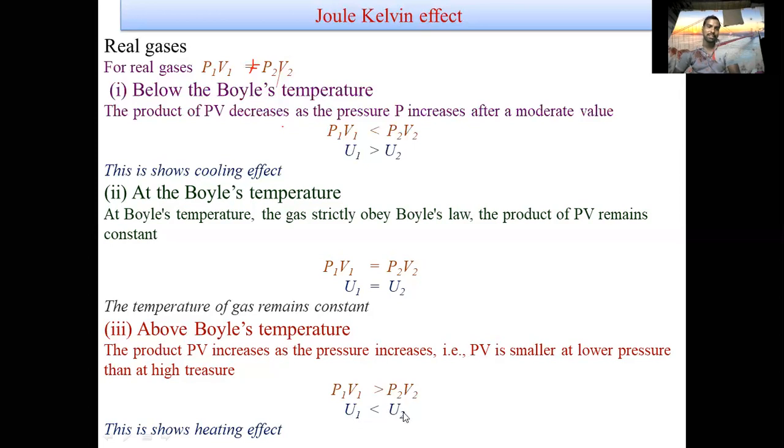U1 is less than U2 means that before going from one region to another region through the porous plug material, the internal energy is less compared to the gas after passing through the porous plug material to the other region. That's why the gain of internal energy is nothing but an increase in temperature.